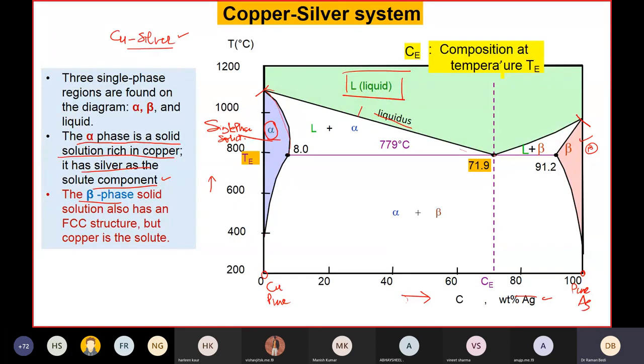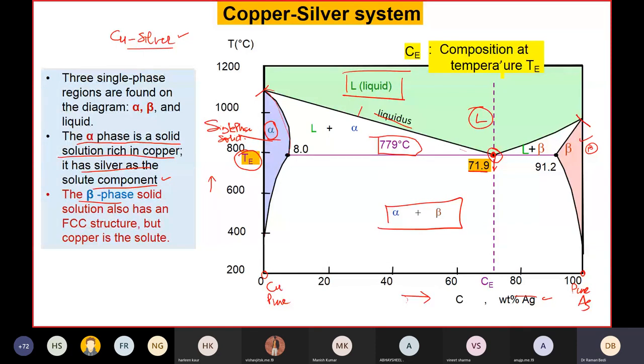I have one point here at a composition of 71.9% silver, which seems like a low melting point alloy. It seems like a eutectic, where a single liquid phase transforms directly into two solid phases, alpha and beta. It does not happen at any other composition and any other temperature. This happens at a temperature which we call T eutectic, which is 779 degrees for this particular reaction, at a composition of 71.9% silver. So that is why we have a eutectic reaction.